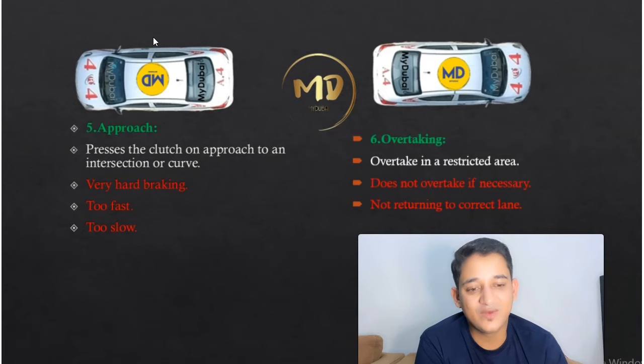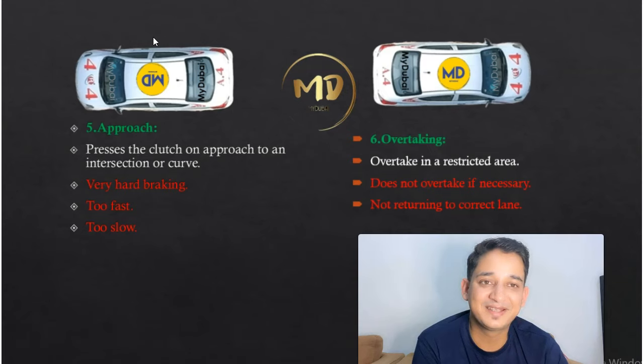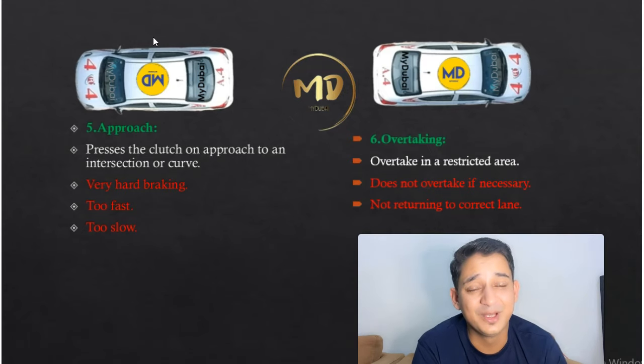Next one is while overtaking. Overtaking in a restricted area, never do that. Never overtake in a restricted area. Does not overtake if necessary. This is one of the mistakes due to which lots of people fail. Because what happens is, whenever you are driving, the instructor will not ask you to overtake. The overtaking depends on you.